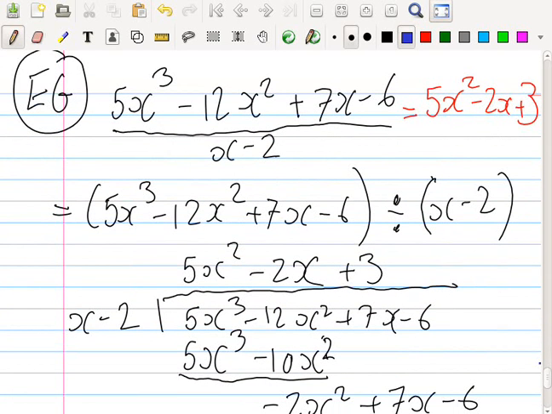I'll give you a few more seconds. Oh, what else do you need to write down? The top or the bottom? You need to get the bottom part.